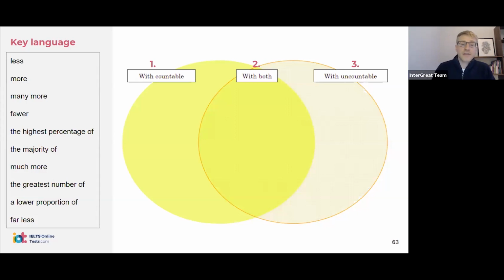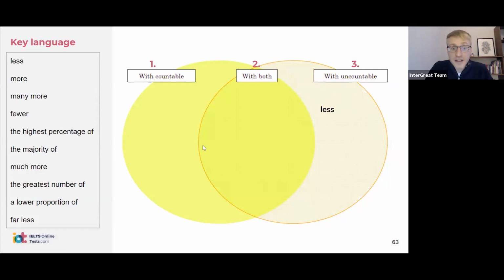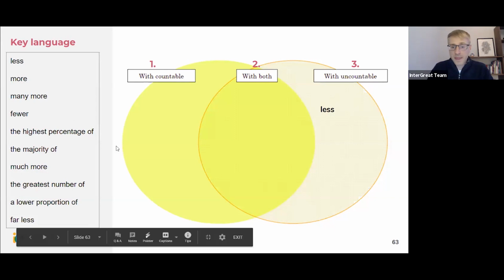So, for example, less, the top one here. If I say less, can I use that with countable, with both, or with uncountable? Very good, Peter. Less is with uncountable. So we can say less coffee, less water, but we can't say less cars, right? Exactly. What about more?